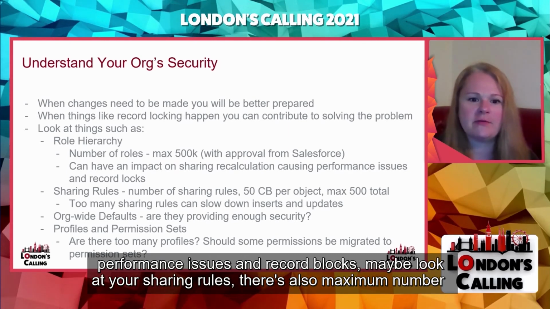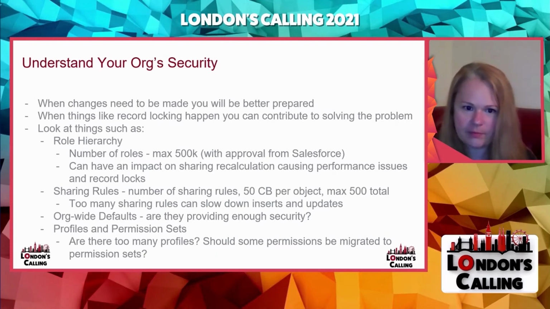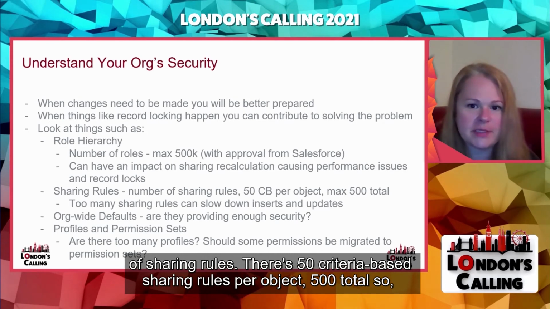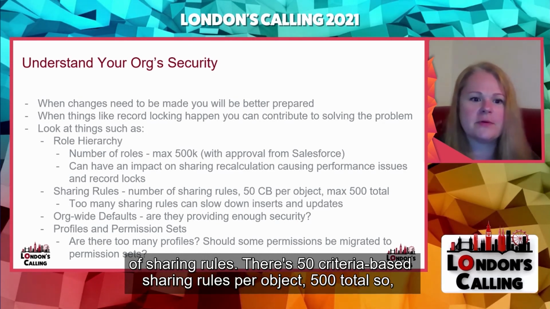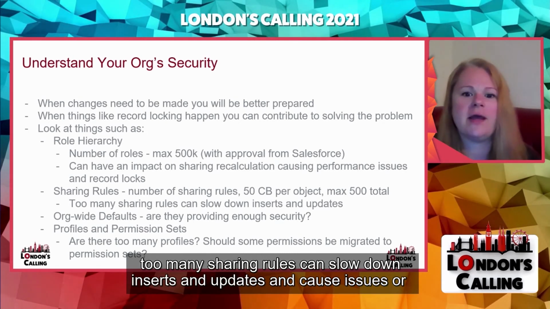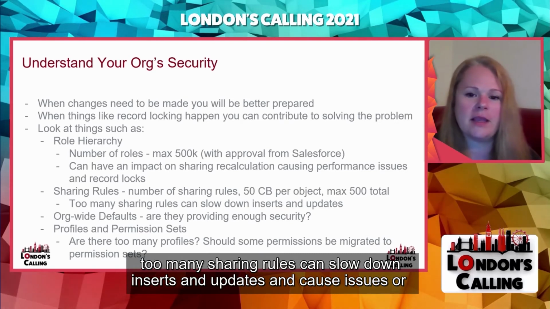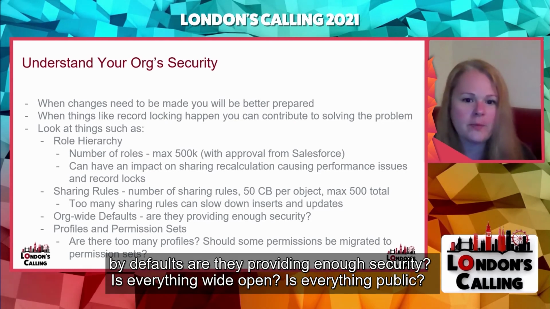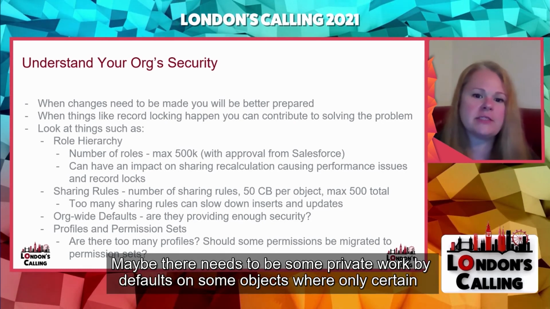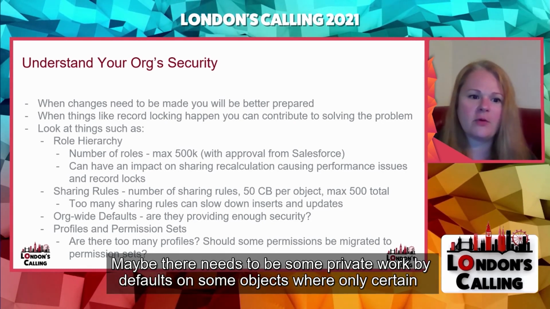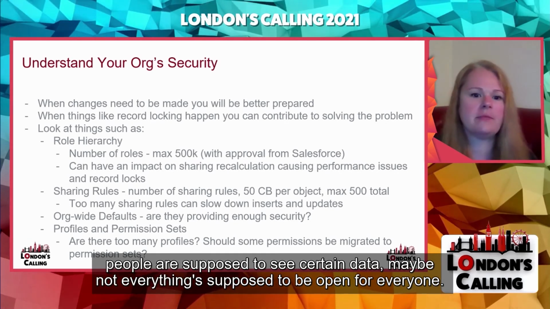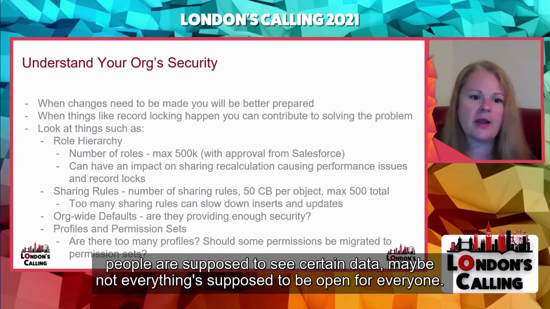Maybe look at your sharing rules. There's also a maximum number of sharing rules. There's 50 criteria-based sharing rules per object, 500 total. So too many sharing rules can slow down inserts and updates and cause issues. Org-wide defaults, are they providing enough security? Is everything wide open? Is everything public? Maybe there needs to be some private-by-default settings on some objects where only certain people are supposed to see certain data. Maybe not everything's supposed to be open for everyone.